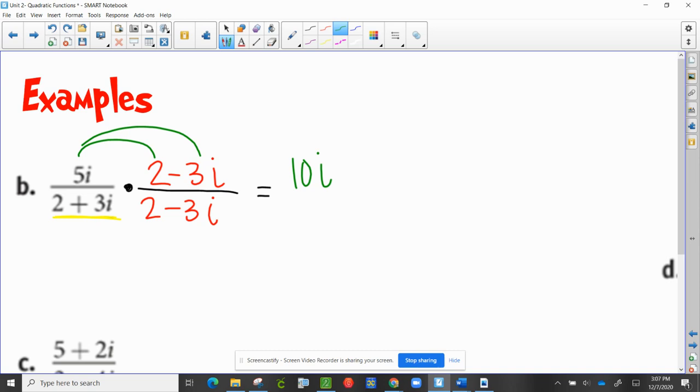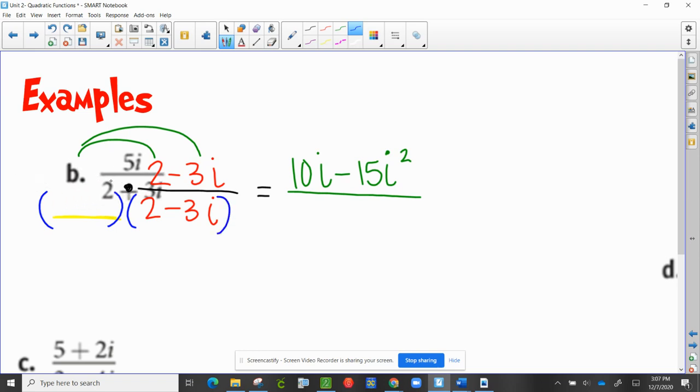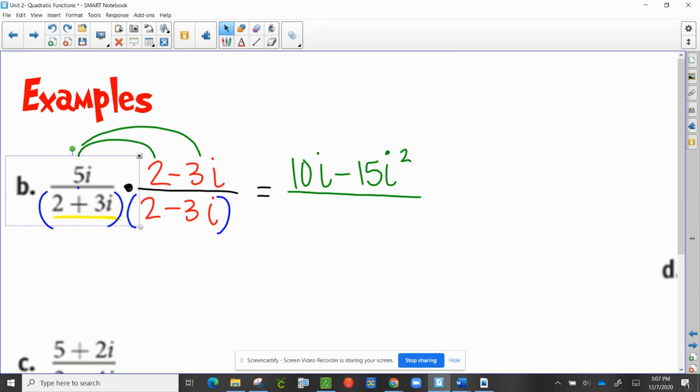5i times negative 3i is going to give me a negative 15. I times I gives me i squared. Now we'll clean that up in a little bit, but I'm just going to multiply through right now. On the bottom, we're going to have to FOIL this out. There are some shortcuts that we'll talk about, but the first thing we have to do is FOIL it out.